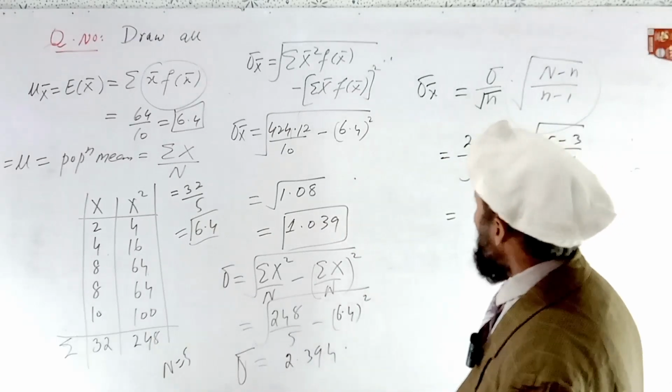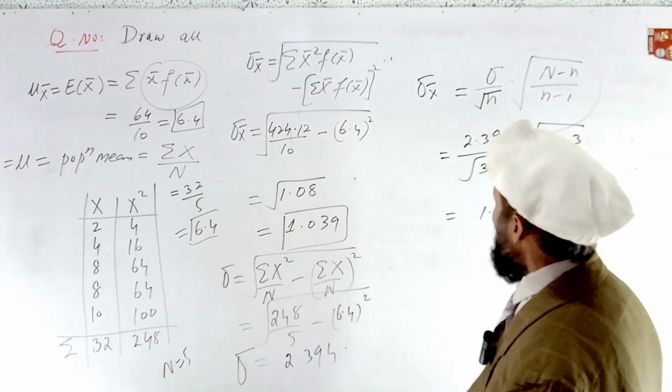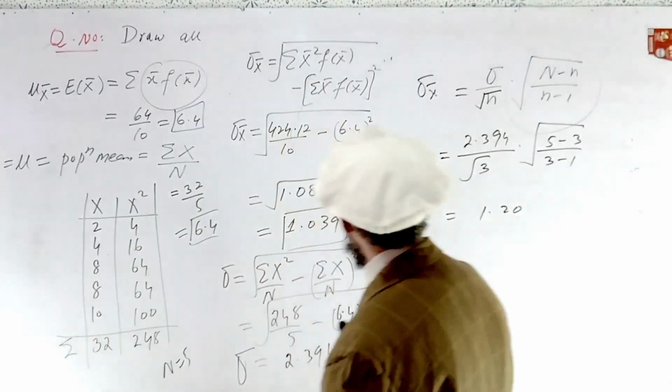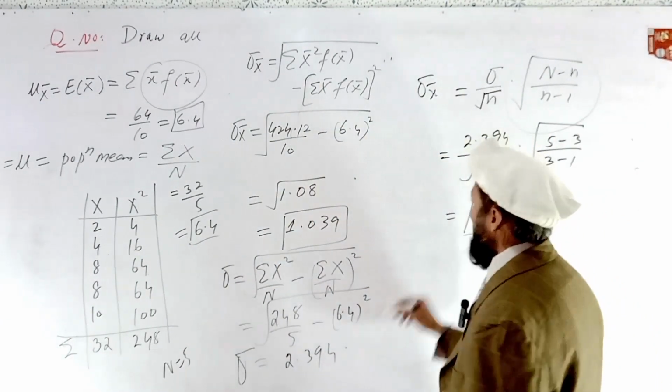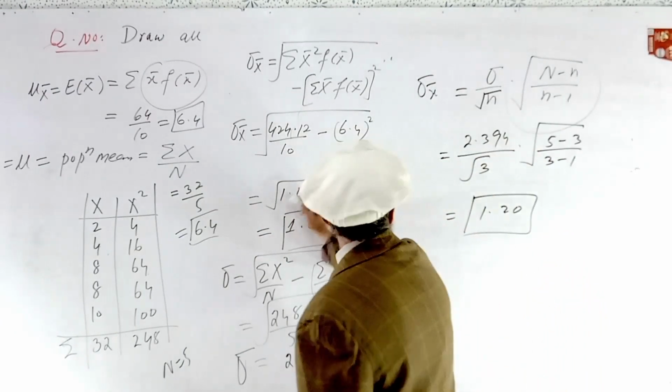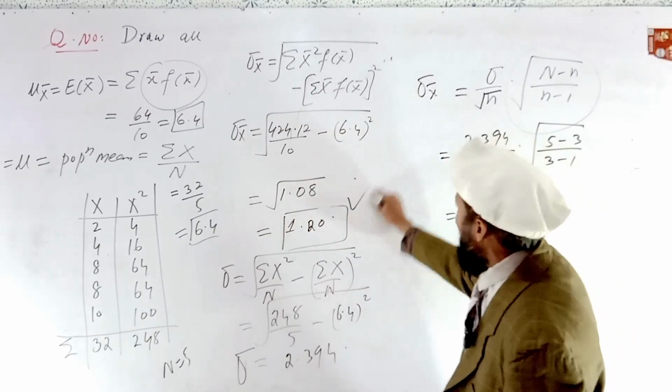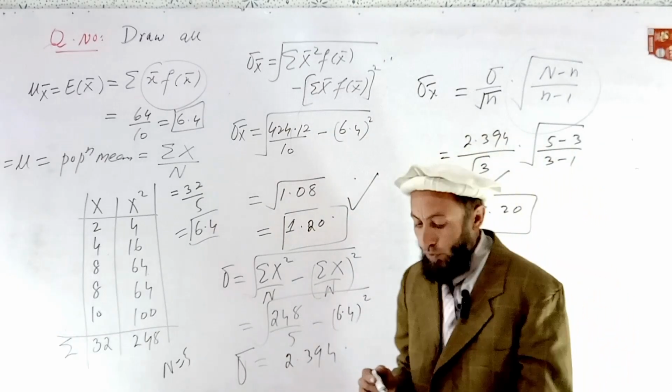Sigma x bar, we have already found the result. It means that both results are the same. So if we round this one, the result will be approximately 1.20. Both results are the same. The above property is also verified.